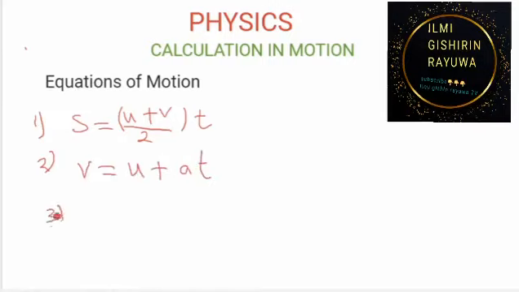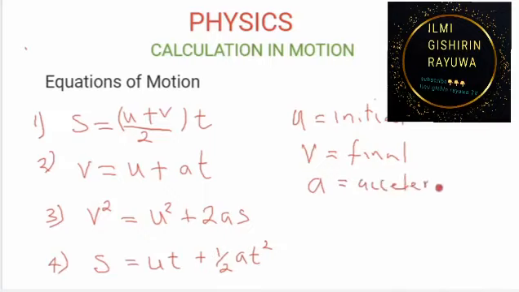U represents initial velocity, V represents final velocity, A represents acceleration, T represents time. Anywhere we see T in the equation, it means time. And then finally, S represents distance.